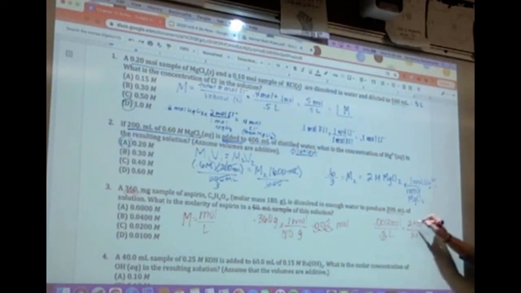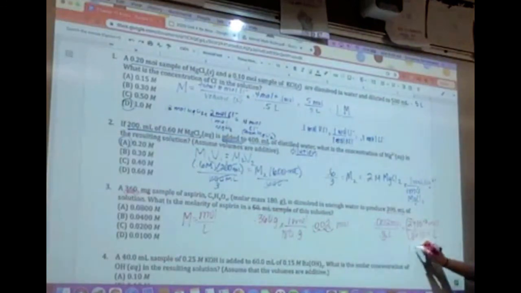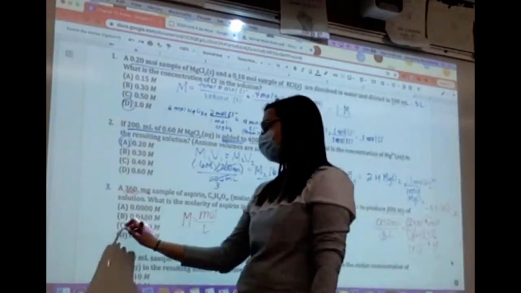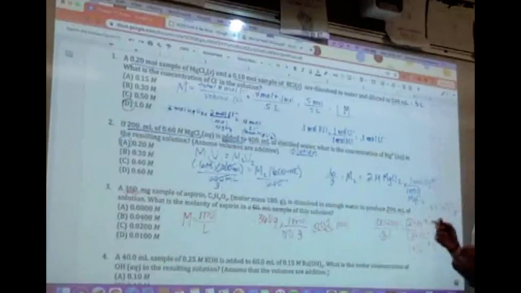So I can solve it this way now. 2 divided by 2 is 1. Then with your exponents, when you're dividing, you subtract. -3 minus -1 is -2. 1 times 10 to the negative second molar. 1 times 10 to the negative second is D. So 3 is D.